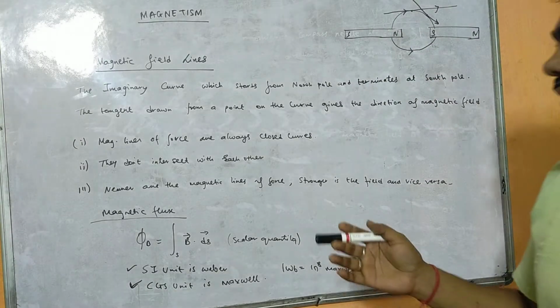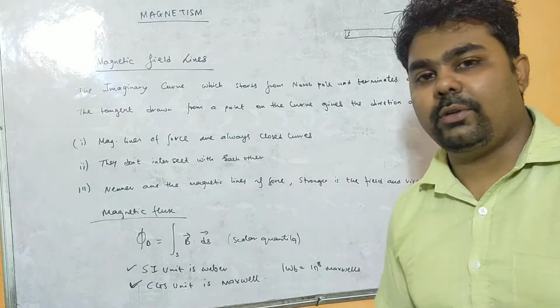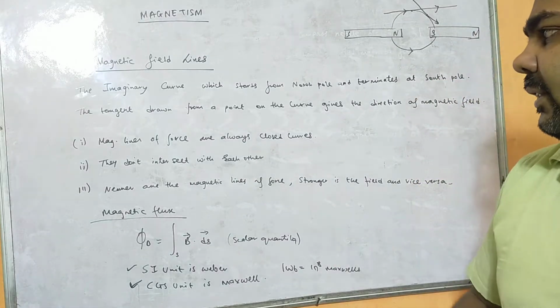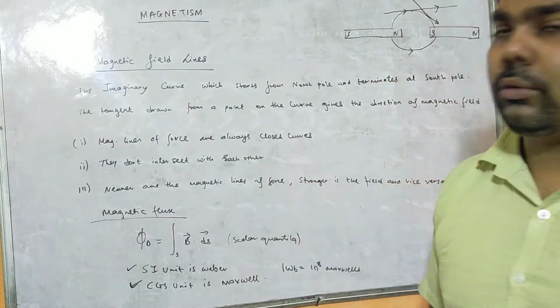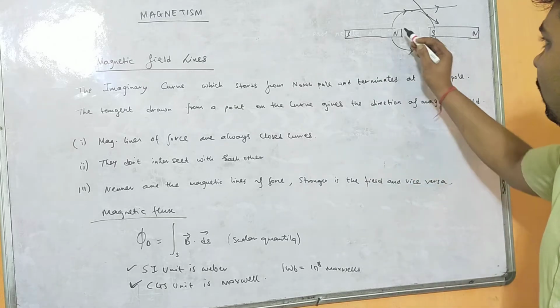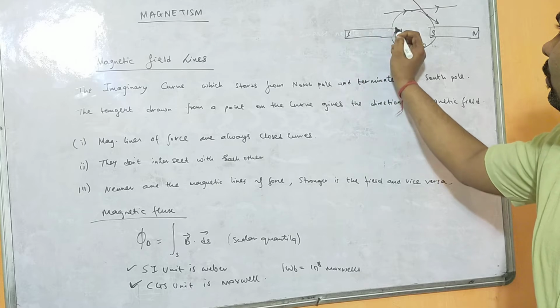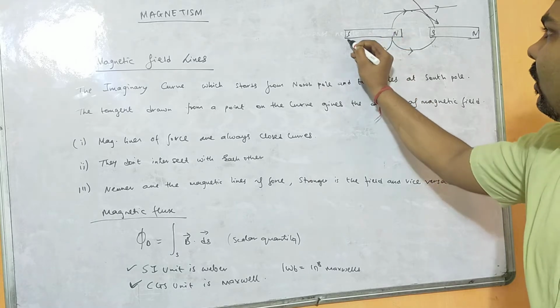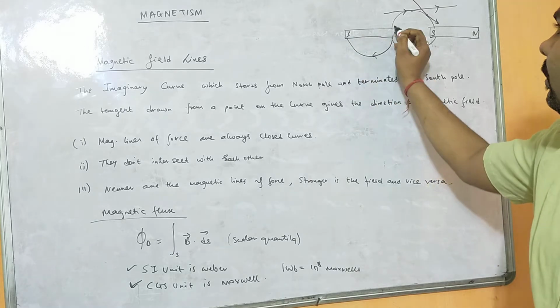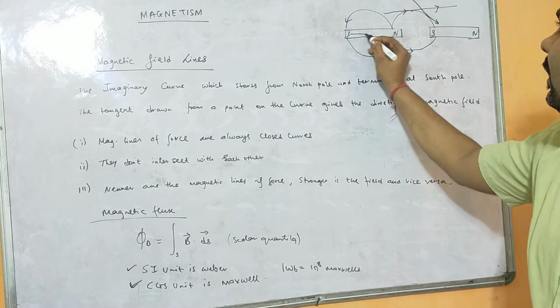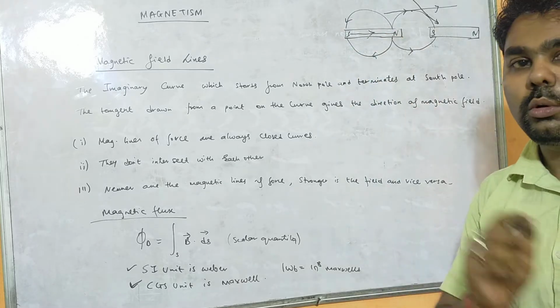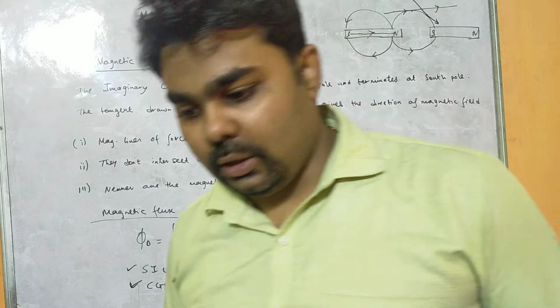So you see there are certain properties of magnetic field lines. The first property says that magnetic lines of force are always closed curves. That means it starts from north and terminates at south, but internally it goes from south to north. So it always forms a closed curve.